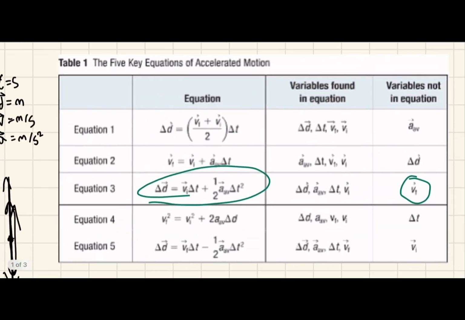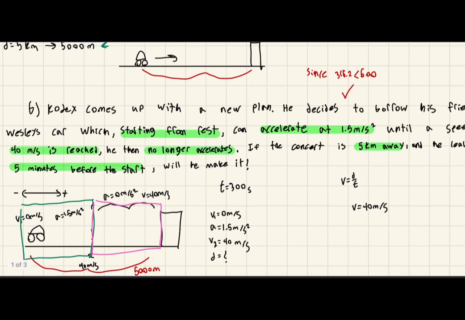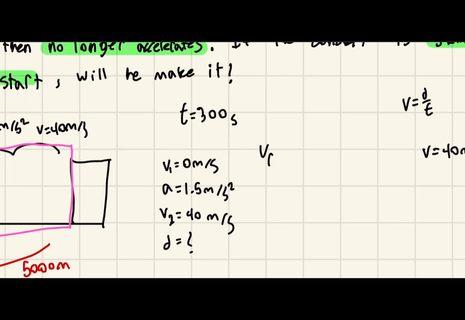So let's see which formula we're going to use. The one without time is going to be right here. So that's V final squared equals V initial squared plus 2AD. So let's plug in our values. We know he's going to have 40 meters per second.